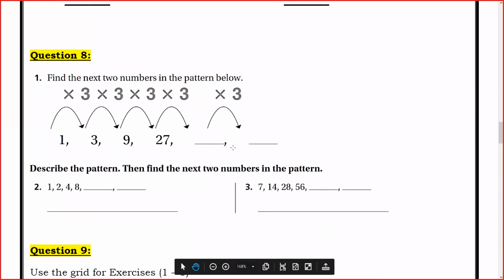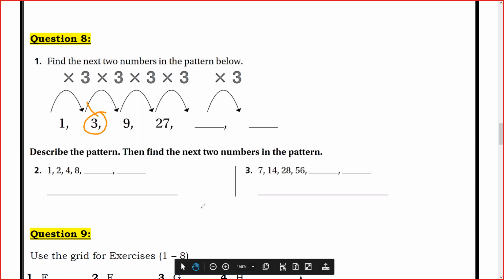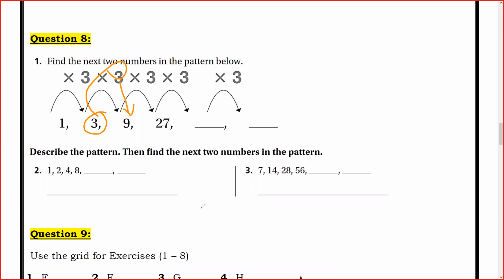Let's go now to question number 8. Did you remember the pattern? Yes. Here we have 1, then 3, then 9, then 27. So now, what do we have here? 1, I multiply it by 3, I get 3. Then 3, I multiply it by 3, I get 9. Then 9, when I multiply it by 3, I get 27. And 27, when I multiply it by 3, what do I get?